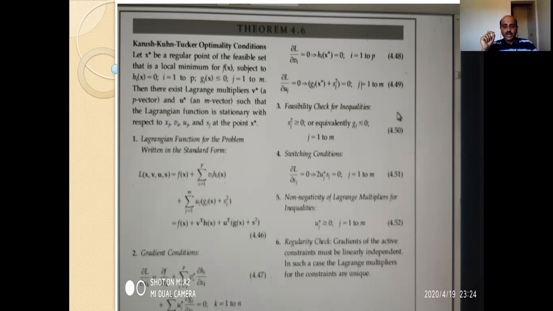Please, you have to write and you have to practice a number of times, because the Lagrange multiplier theorem and KKT conditions are the two most important questions in the examination point. They ask for minimum 6 to 8 marks for each one. Minimum 6 to 8 marks for each condition they will ask. You should be in a position to write these things here.